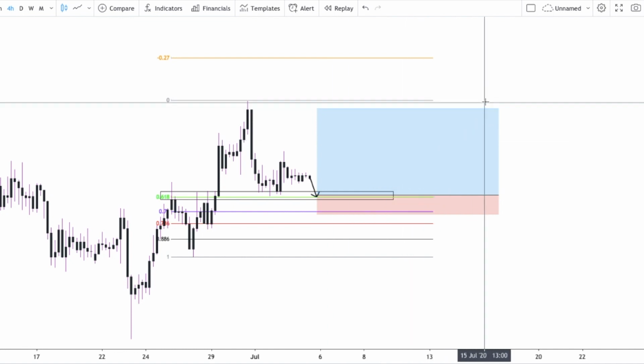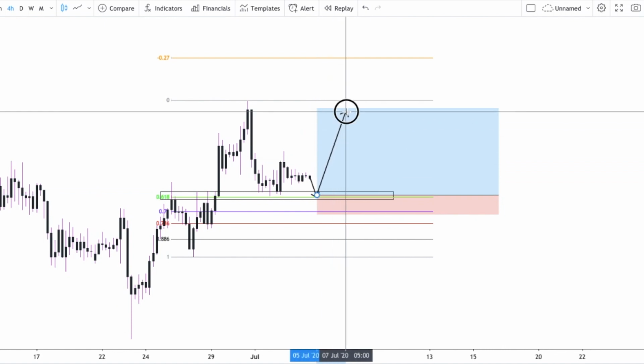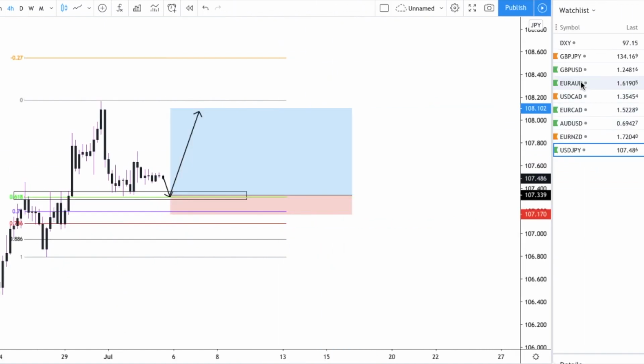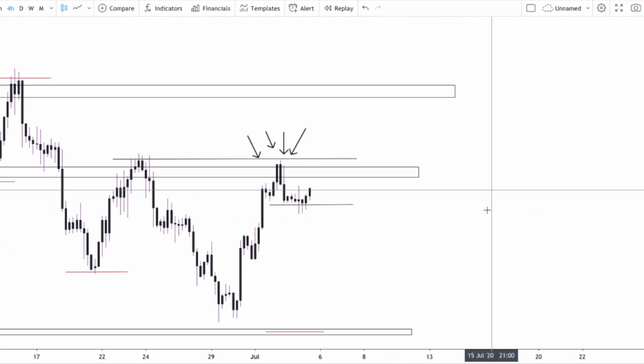All right, so the first setup, USDJPY, I'll be looking for buy opportunities if price is able to reject off of this level. Now the second setup I want to share with you guys is GBPUSD.